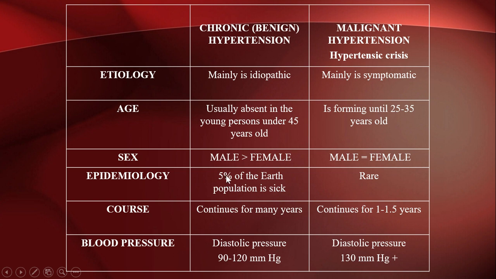55% of the world population is sick with chronic hypertension, but the hypertensive crisis is rare. The cause of chronic hypertension continues for many years, but the hypertensive crisis continues for one and a half years. The diastolic pressure is 90 to 120 mmHg in chronic hypertension, but in malignant hypertension, it is 130.